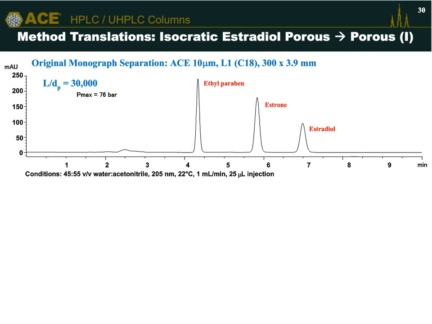And here you can see this is simple separation. It uses a 10 micron L1 phase, 300 by 3.9 mm, length to particle size ratio of 30,000. And that is the separation that we would typically get.